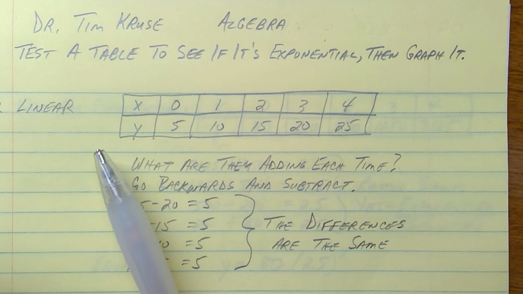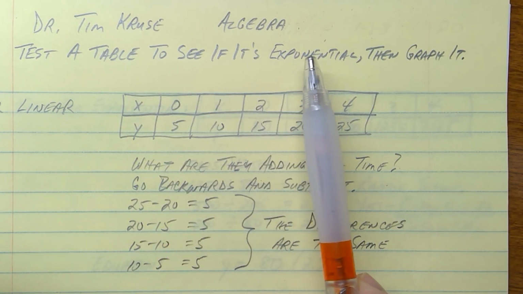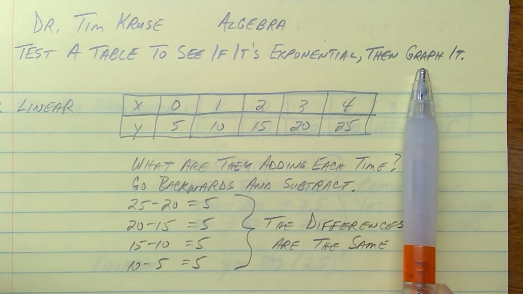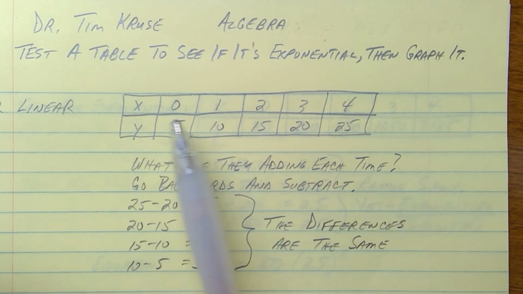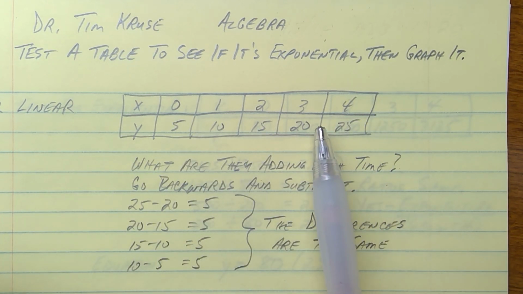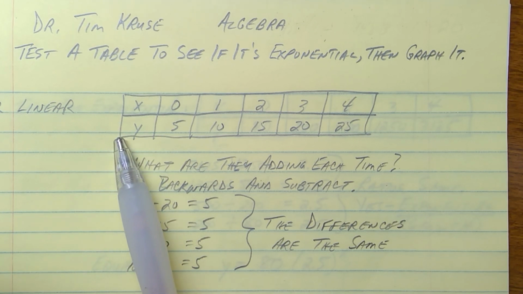Today we're going to test a table and see if that table is exponential, and if it is, we're going to write a formula and graph it. Now let's back up just for a minute and look at a linear table. This is another lesson, but let's back up and remember how we did that.